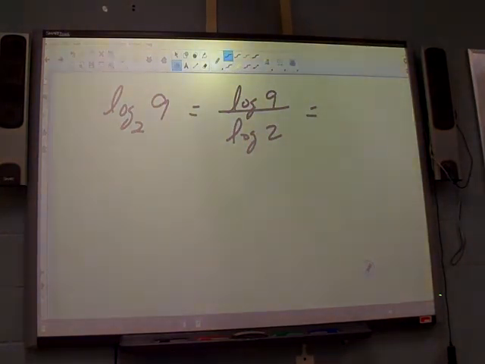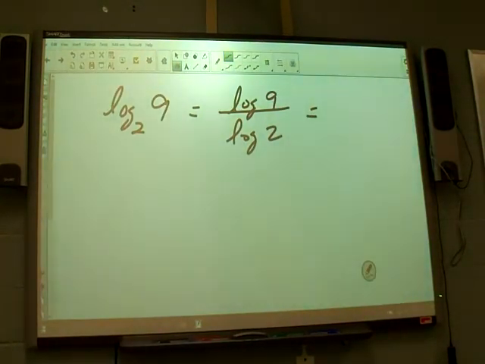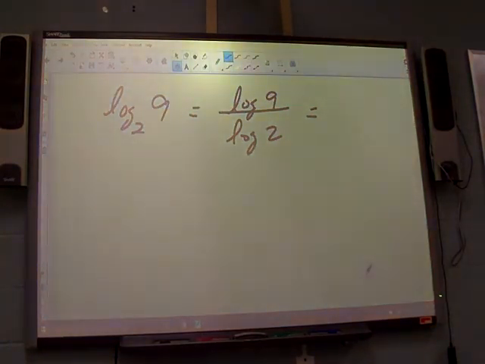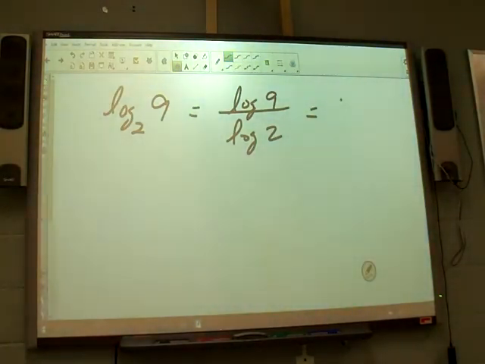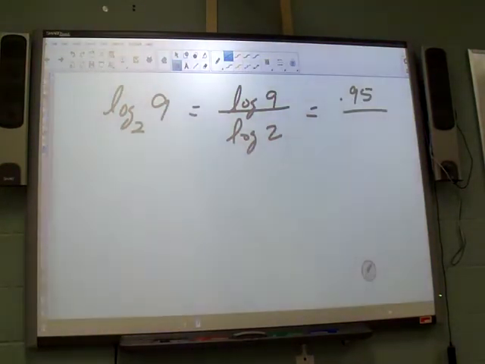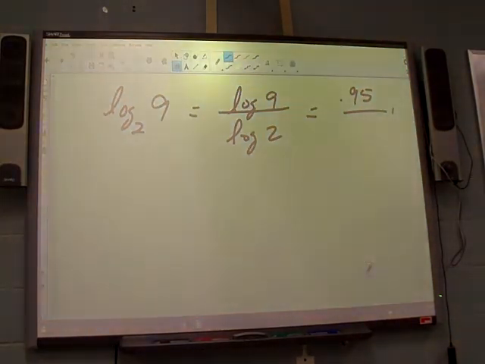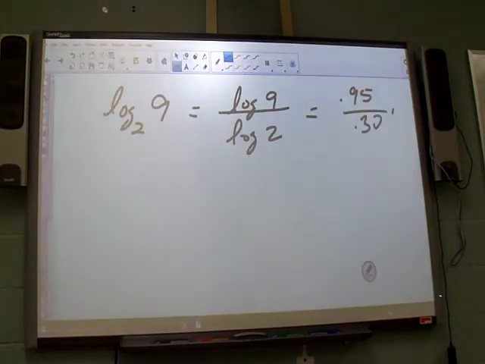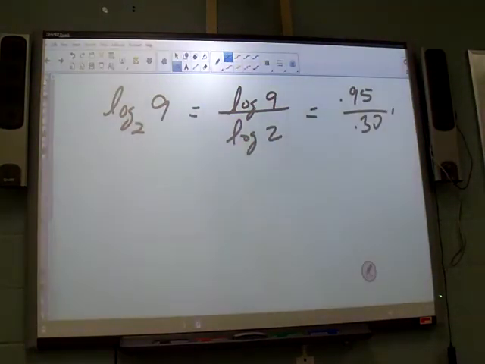Grab your calculator, the common log button's over on the far left by the 7. So I'm going to get log 9. I got about 0.95. I'm going to keep that on my calculator. Divided by common log of 2. I got about 0.30. So now I'm going to go up here and pick that 0.95, enter, divided by my last answer, enter, and so I got about 3.17.